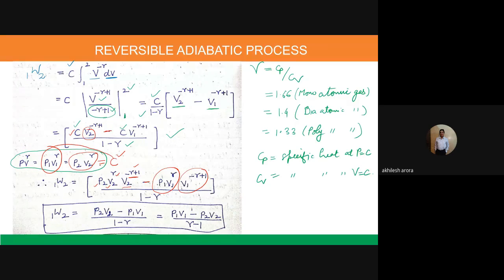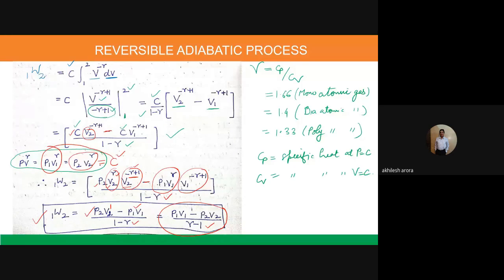So you can see here in this particular equation, this is V2 raised to power gamma, and this is V2 raised to power minus gamma plus 1. So powers, when we add them, what do you get? Minus gamma plus 1. So the power of V2 comes out to be only 1. So it becomes P2 V2 minus P1 V1 divided by 1 minus gamma. So finally, when I write this expression, I write it as P1 V1 minus P2 V2 divided by gamma minus 1. So this is the value of the work transfer in case of a reversible adiabatic process.